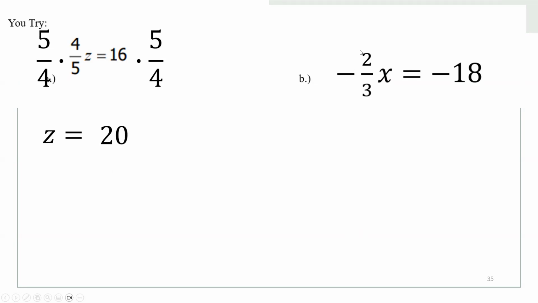On the right, what's the reciprocal of negative 2 over 3? It's negative 3 over 2. Negative 3 over 2 times negative 18 gets you x equals positive 27.